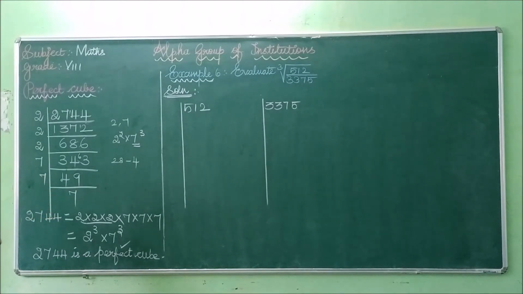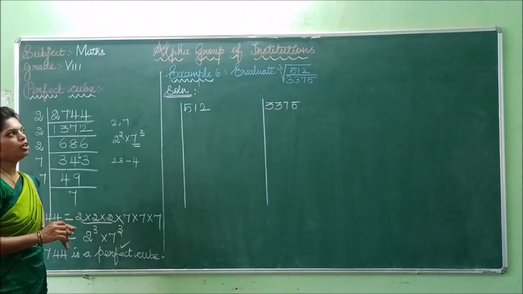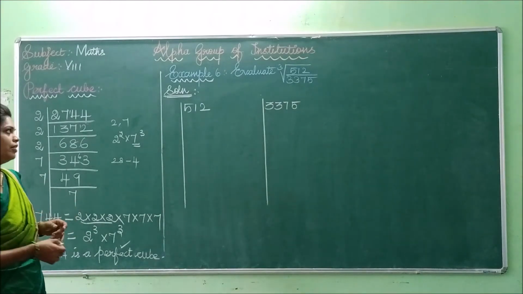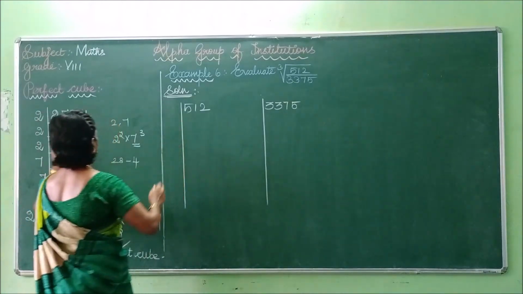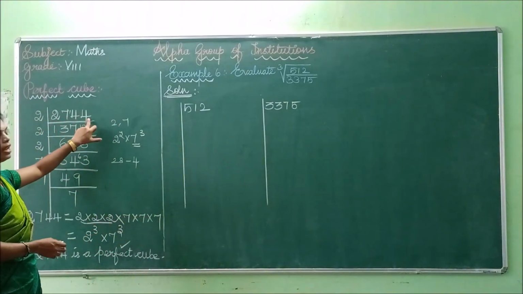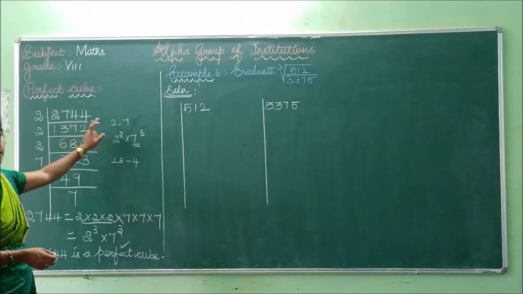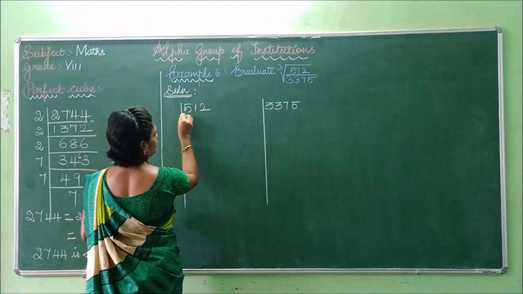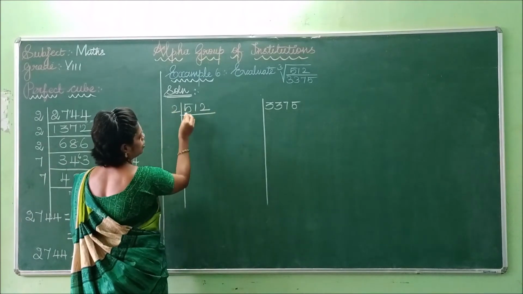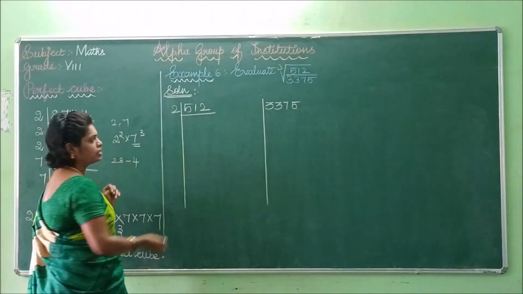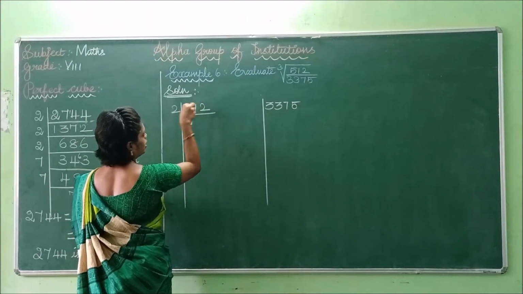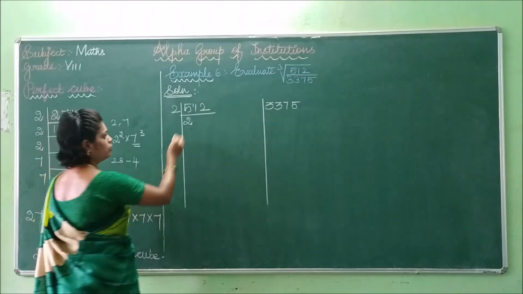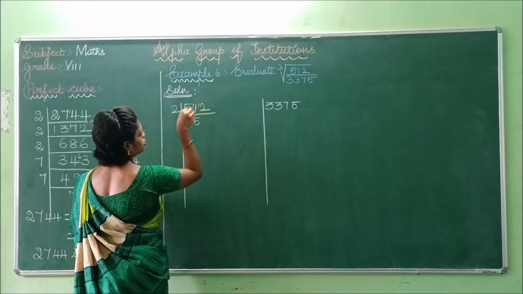So the next one is: evaluate the cube root of 512 divided by 3375. As per this, check the last unit place. If it is even, we can proceed with the 2 table. 512 is also an even number, so you can proceed with the 2 table. 5 won't come, 4 comes as 2 times, remaining 1. That is 11. 11 comes in the 2 table, 10 is 5 times, so remaining 1, that is 12.